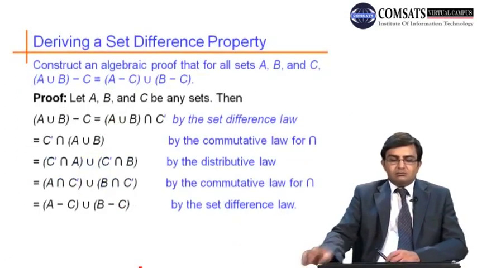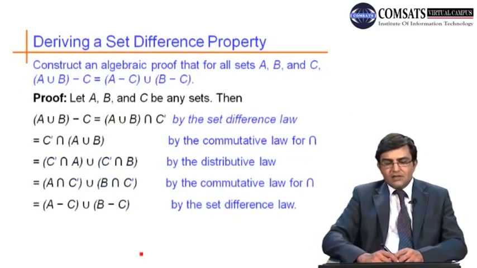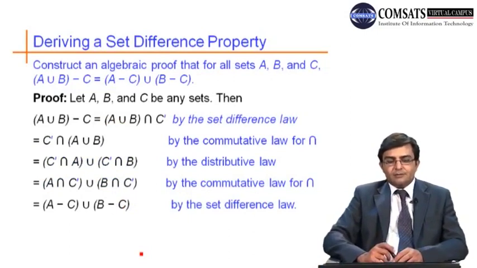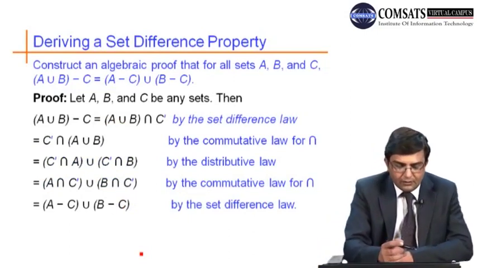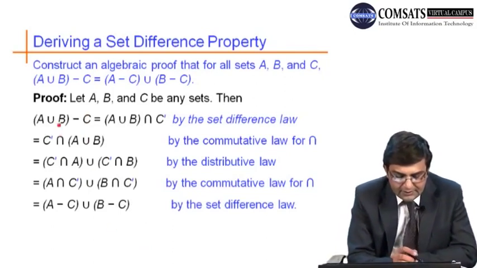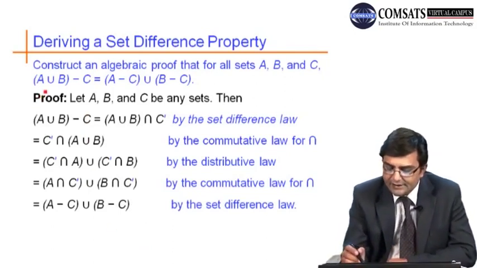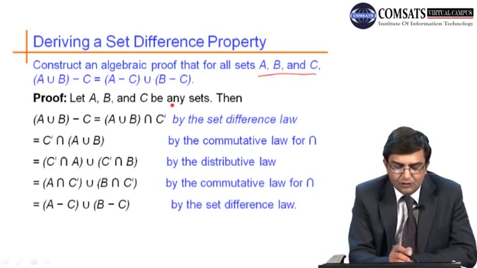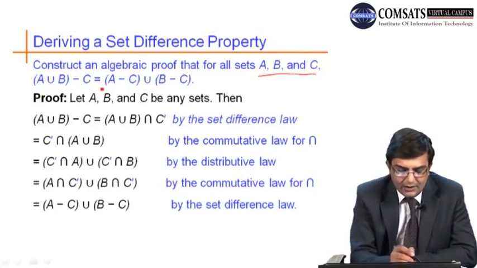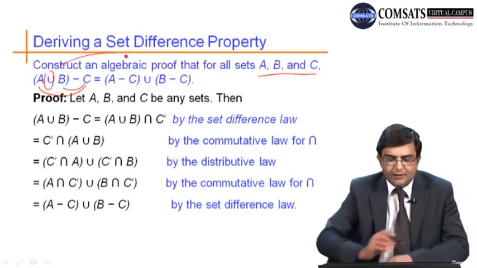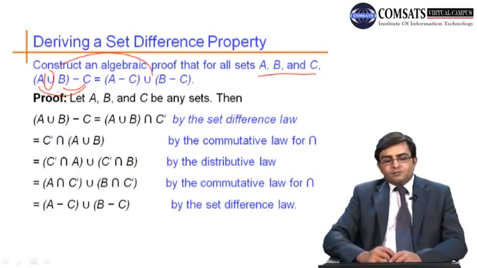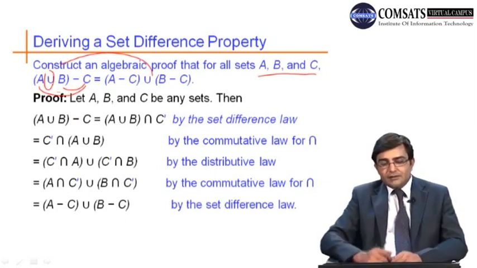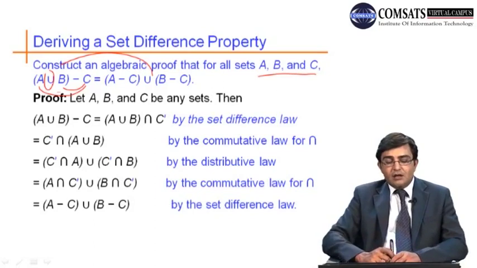So now, deriving a set difference property, this is also another important property of sets. This states that if we have three sets A, B and C, then (A union B) minus C is (A minus C) union (B minus C). So union comes in between here. So we have to prove this identity.